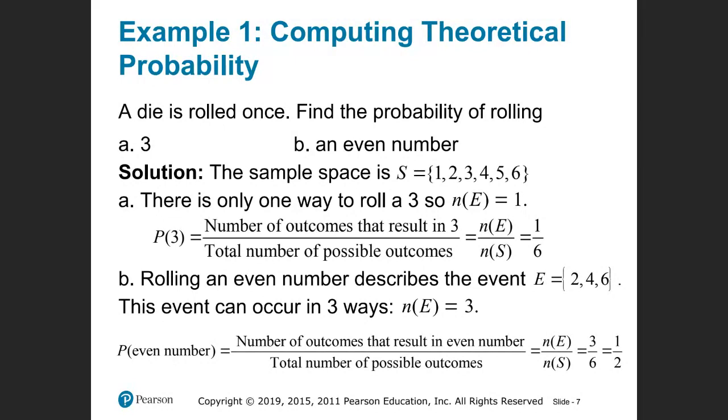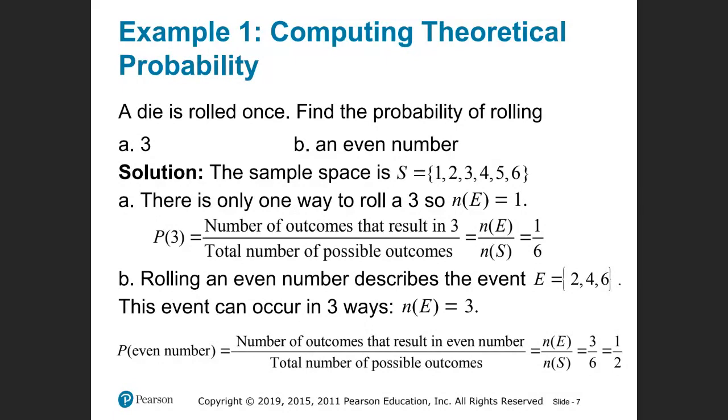A. There's only one way to roll a 3, so n(E) is equal to 1. The probability of 3 is the number of outcomes that result in 3 divided by the total number of possible outcomes. So this would be 1 over 6.